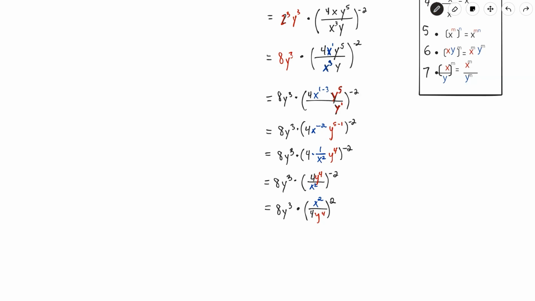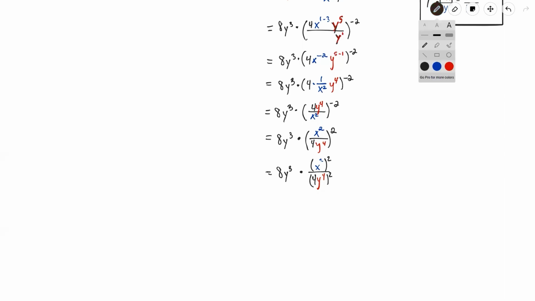Let's apply that here. I'm still not changing this 8y to the third power, so I'm just going to leave it there. And what I'm going to do is apply that second power to whatever's in the numerator, which happens to be x squared, so I get x squared to the second power. I'm also going to apply that second power to whatever's in the denominator, which happens to be 4y to the fourth, and so I also have 4y to the fourth to the second power. It's getting a little simpler.